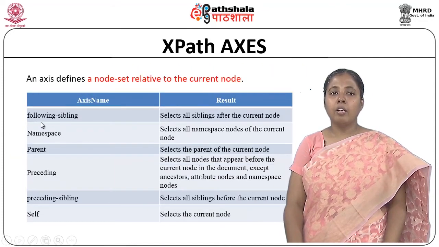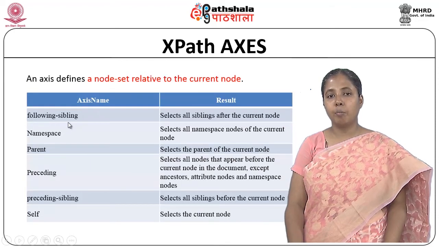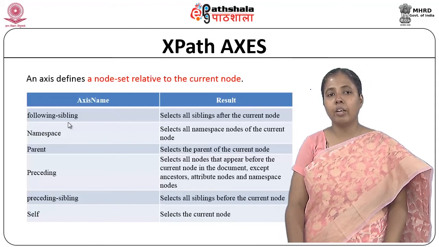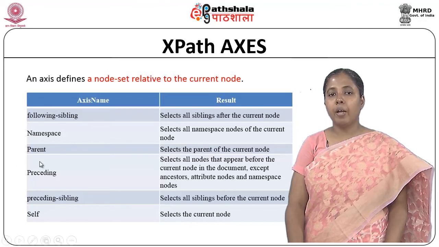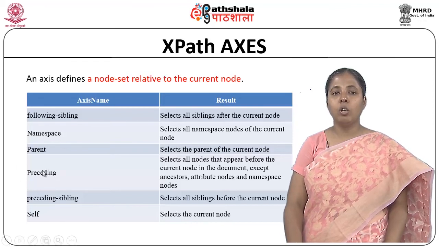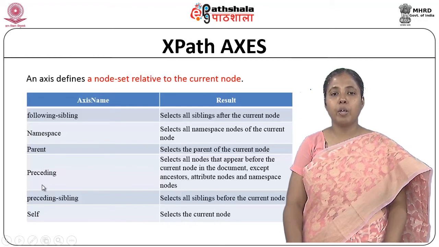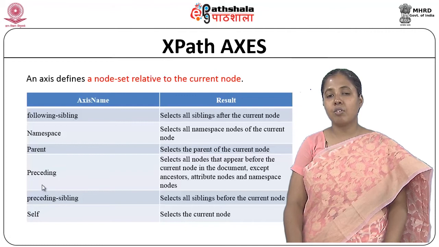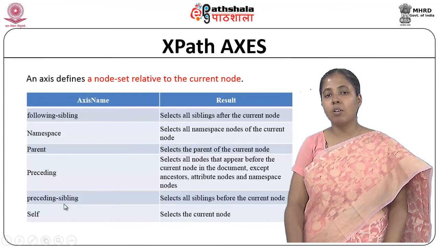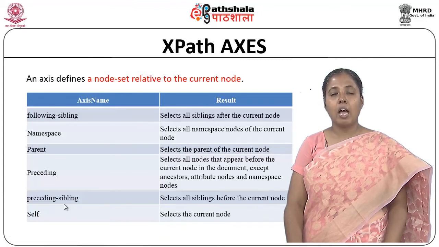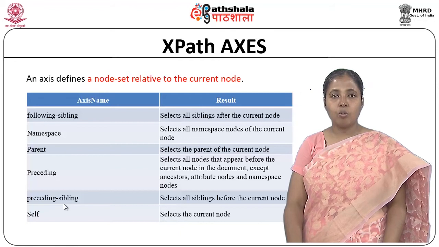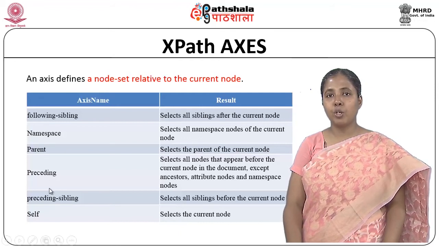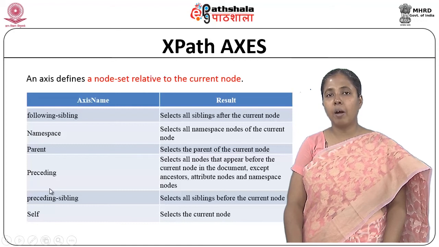Now there are other axis names like following-sibling. This selects all siblings after the current node; it does not include the current node. Namespace selects all namespace nodes of the current node. Parent selects the parent of the current node. Preceding selects all nodes that appear before the current node except the ancestors, attribute nodes and namespace nodes. Preceding-sibling selects all siblings before the current node, and self selects the current node. So these are the axis names we use in order to give a relative path expression.